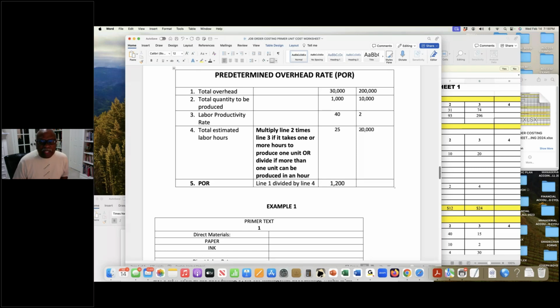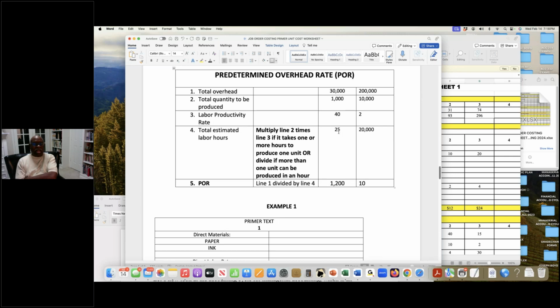Then we're going to divide the 20,000 into the 200,000. And so that should be what, 10? Is that 10, Tosh? Yeah, it's 10. Okay. So you get different numbers.